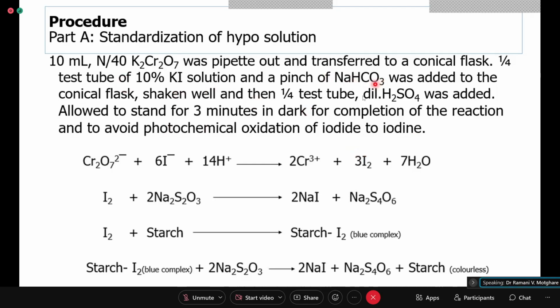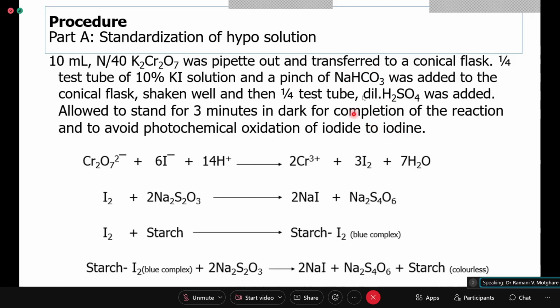So by adding a pinch of sodium bicarbonate, what happens? When this sodium bicarbonate is added, KI is there, and you add dilute sulfuric acid. Now this is much stronger and larger in quantity than the pinch of sodium bicarbonate, and you are sure that carbon dioxide will form. So inside the conical flask, effervescence will be seen, and the conical flask will have a carbon dioxide atmosphere, and the oxygen and nitrogen present in air will move out of the conical flask automatically, right? So that maintains the carbon dioxide atmosphere inside the conical flask.